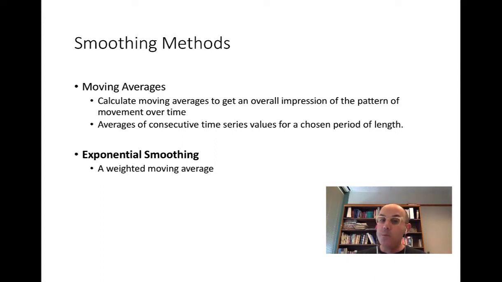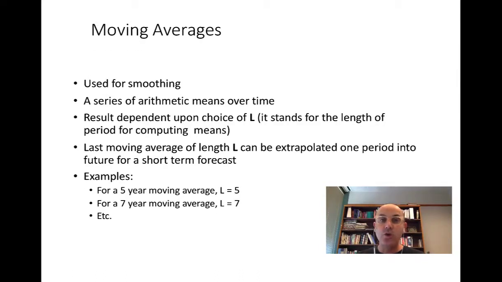In comparison to moving averages, exponential smoothing is a weighted moving average. It's a different calculation that we apply. In moving averages, the result depends on the choice of L. L stands for the length of the period for computing means. For example, for 5 years, L will be 5. For 7 years, L will be 7.